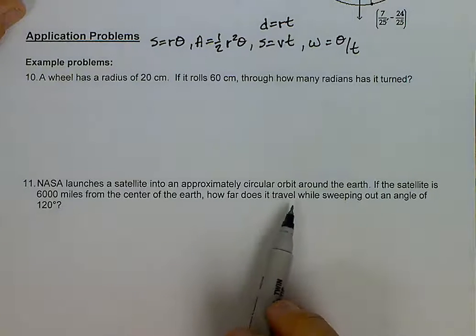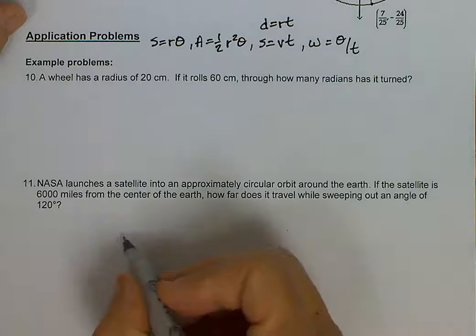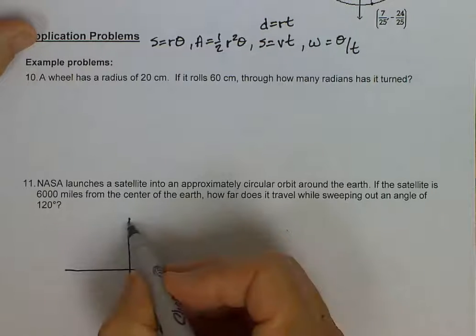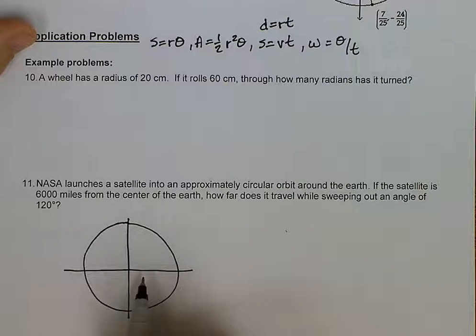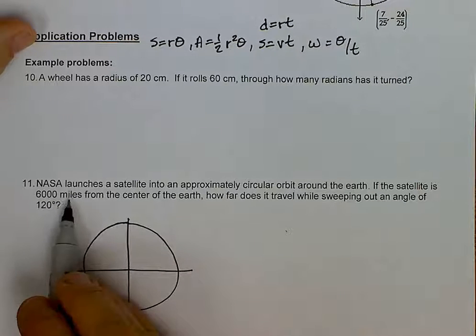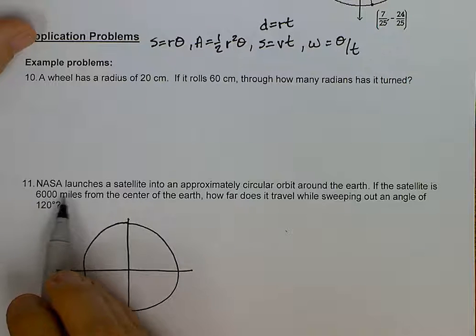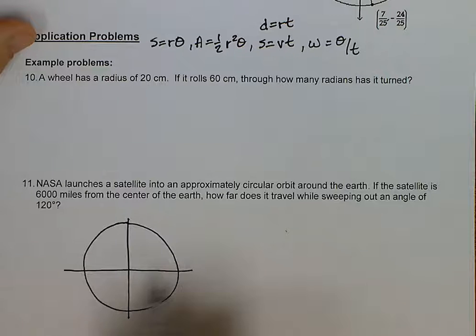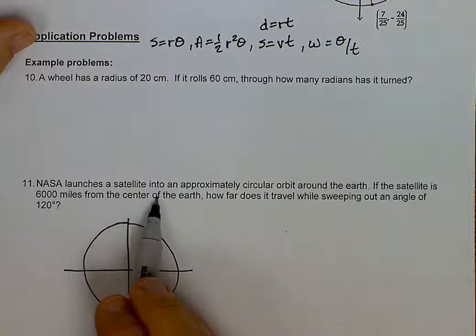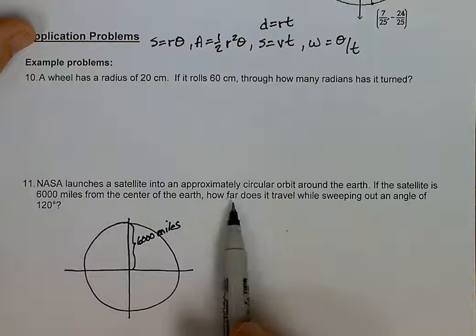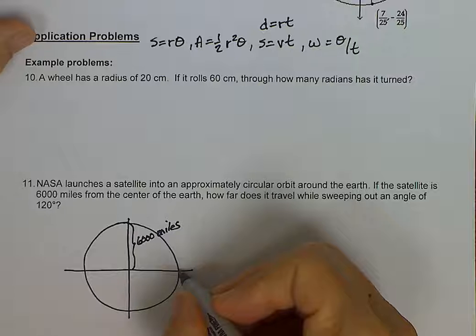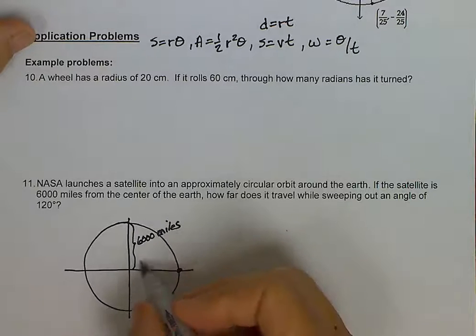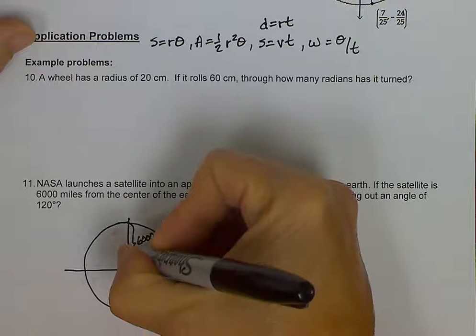Now let's look at this problem. In this one we have a satellite that's in a circular orbit around the Earth. I'm just going to draw this as a circle that represents the path of the satellite. And it tells us the satellite is 6,000 miles from the center of the Earth. This is giving us a distance that either has to be a radius or it has to be an arc length. In this case, it's a radius because it's telling us how far from the center it is. The question it's asking is how far it travels while sweeping out an angle of 120 degrees. Let's say the satellite started here and went 120 degrees around. That would put it over here someplace.